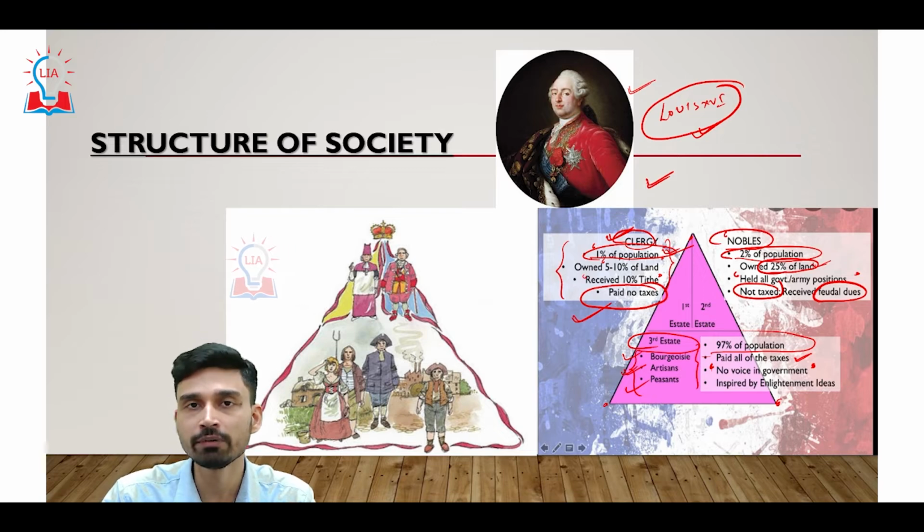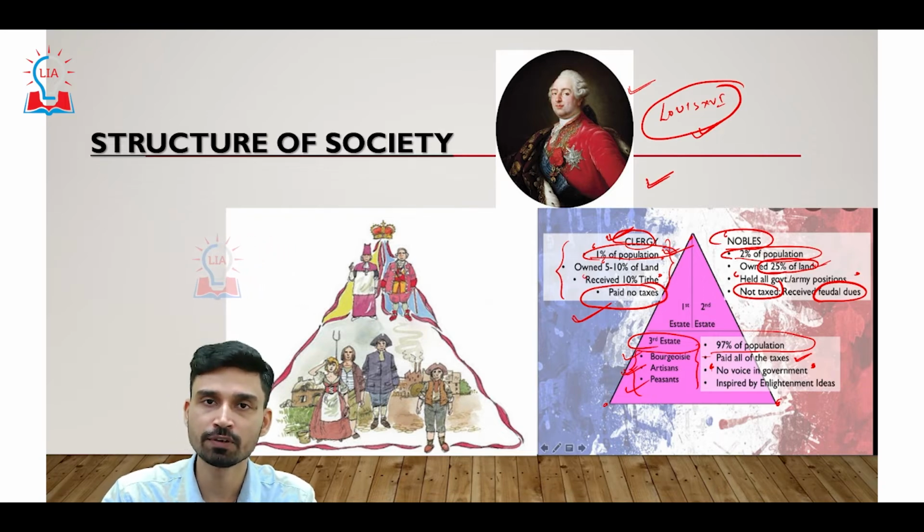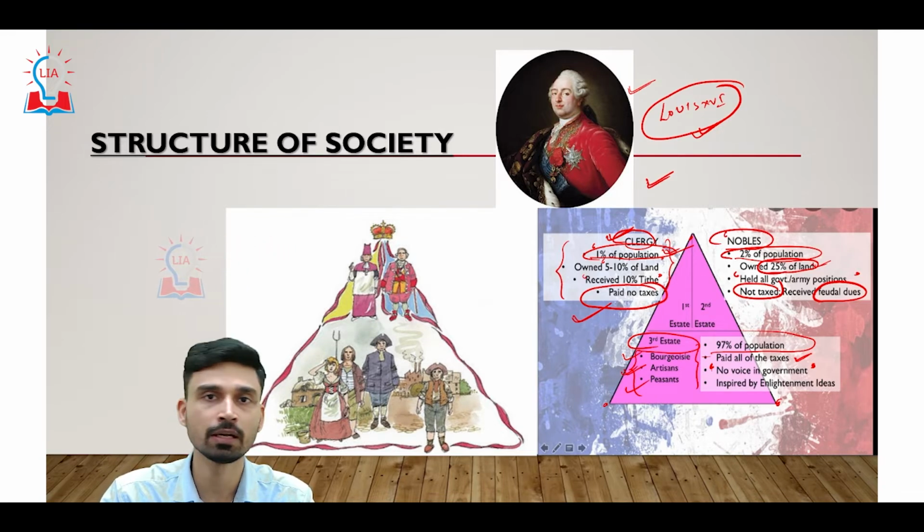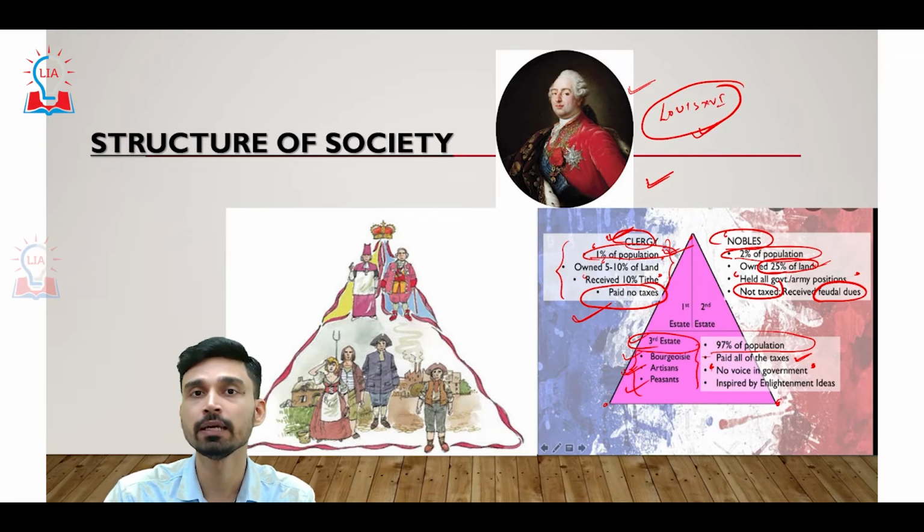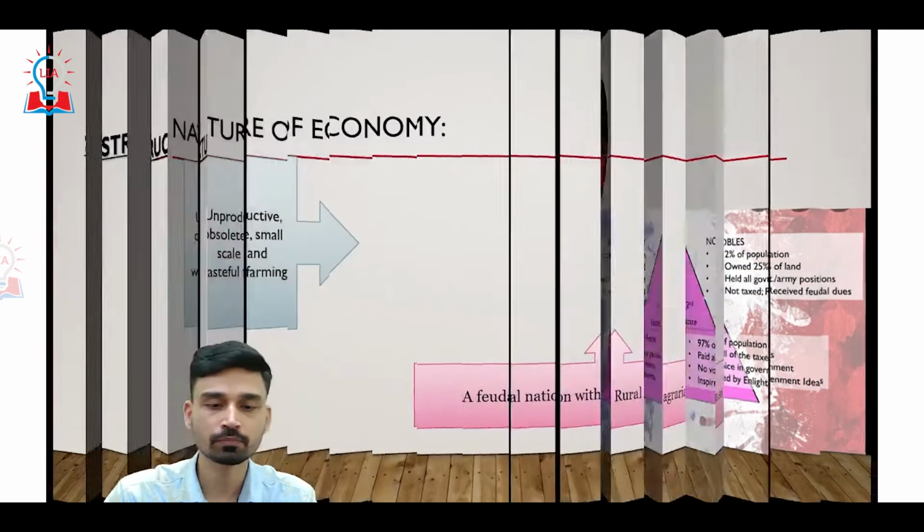So overall, we can understand that French society, after the king and his family, can be divided into three different estates. The first estate is clergy, the second estate are nobles, and the third and the bottommost pedestal is something that is called the third state. So this is the structure of society in pre-revolutionary time.